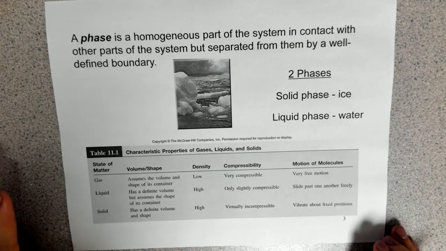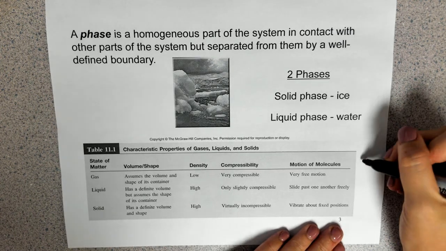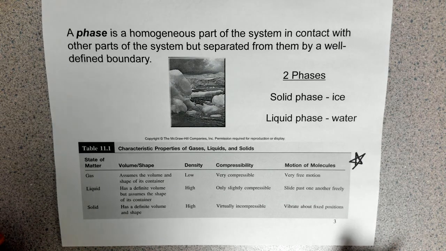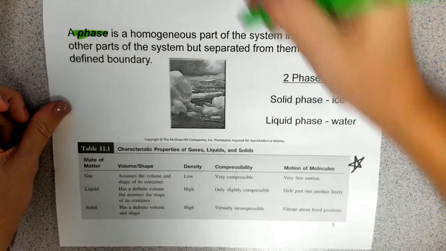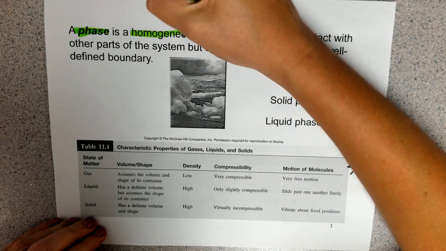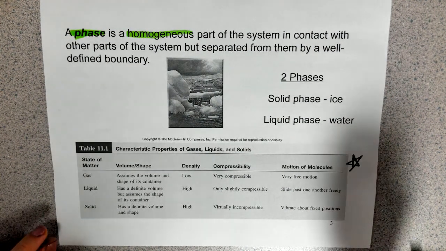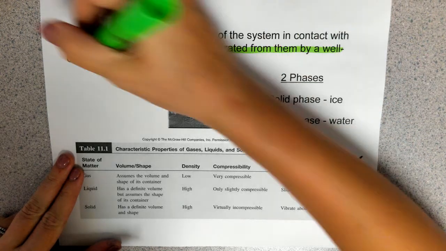So before we get started on that, just going over solid, liquid, and gas. This table, if you need to pause the video right here, you should know this. I'm not going to spend time going over that, but we're going to talk about phases really fast. So a phase is a homogeneous part of a system. Remember, homogeneous means it is not mixed with anything, that is in contact with other parts of a system, but is separated from them by a well-defined boundary.